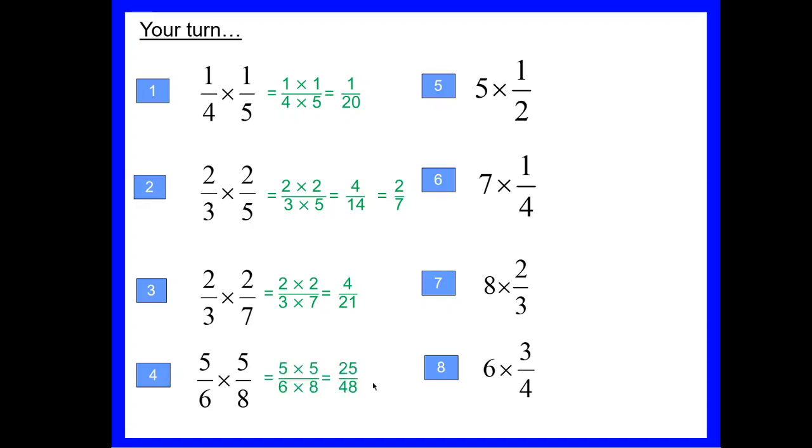And for number 4, 5 times 5 is 25 and 6 times 8 is 48. And again, there are no numbers that fit into 25 and 48. Moving on to our integers.